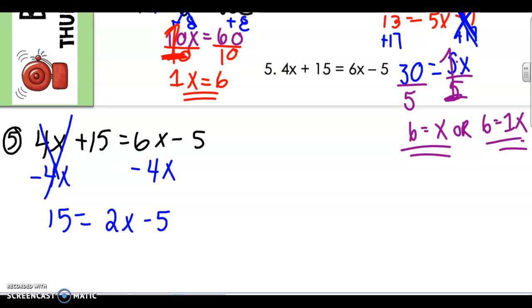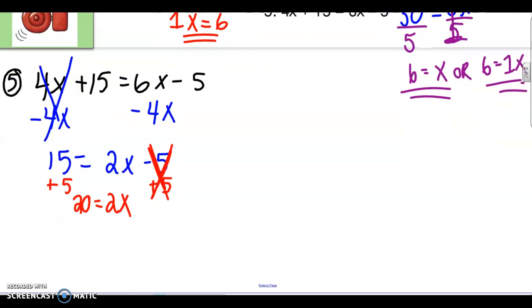The opposite of subtracting 5 is adding 5. So we're going to add 5 to both sides to get 20 equals 2x. Because remember, these cancel out. They go away. And now the final step. This is like 2 times x. What is the opposite of multiplying? Dividing. Divide both sides by 2. We get 10 equals x. And we are done.